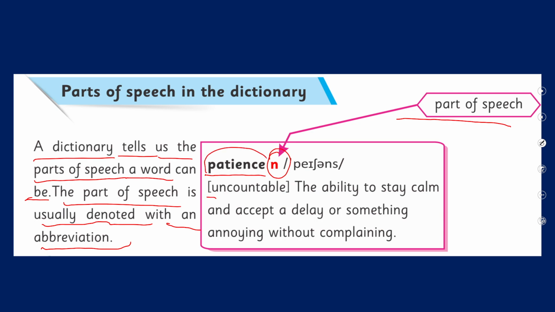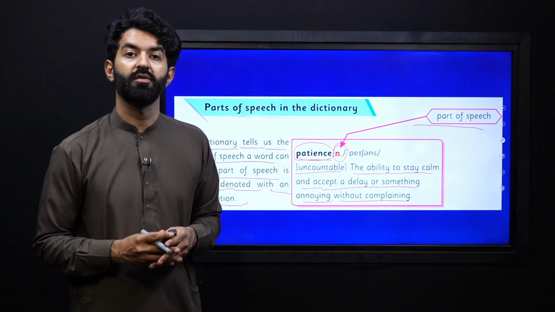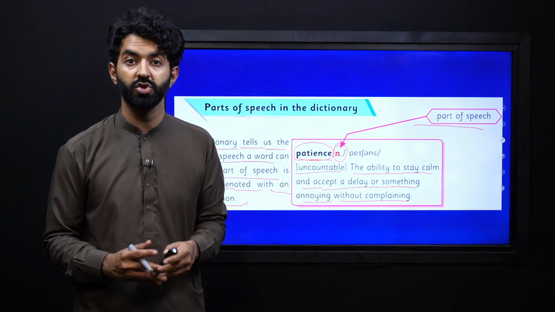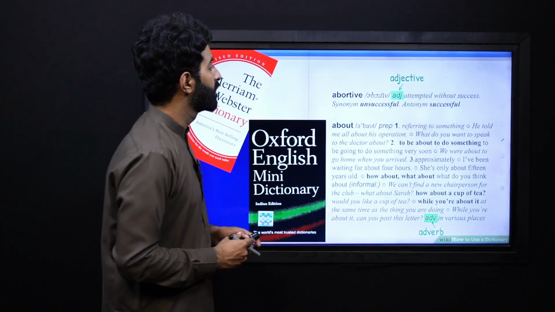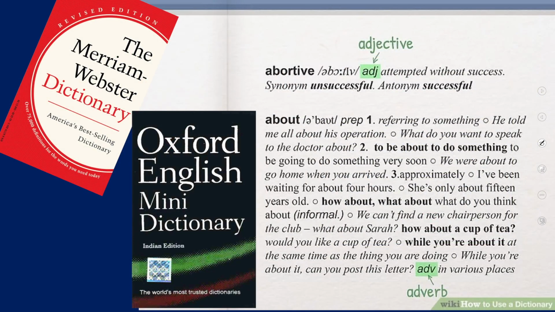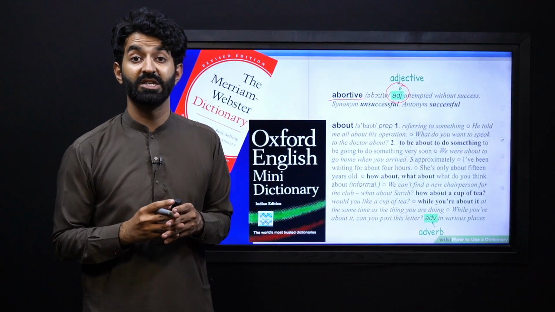For example, patience here is a noun. Uncountable, the ability to stay calm and accept a delay or something annoying without complaining. So this n followed by a slash is our indication of the part of speech, our abbreviation. So my dear learners, let's see some other examples also. For example, if you're looking for a word in the Oxford Dictionary, the Mini Dictionary, or any other one, this word abortive here, this abbreviation is mentioned, ADJ. It represents adjective.